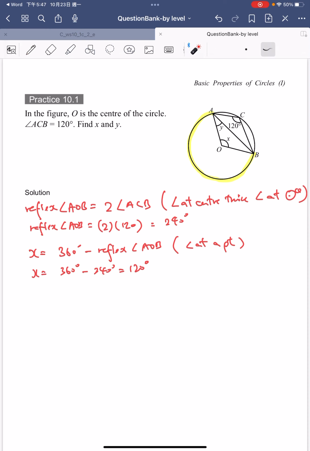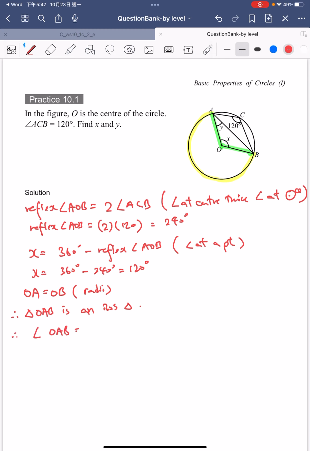After you do that, if you want to find out the value of Y, think about OA and OB being radii. You can write down that OA is equal to OB because they are radii. Then the triangle OAB is an isosceles triangle, so the angle OAB is equal to the angle ABO, and these three angles added together will be 180 by using the angle sum of triangle. So we can write that X plus 2Y is equal to 180 degrees.